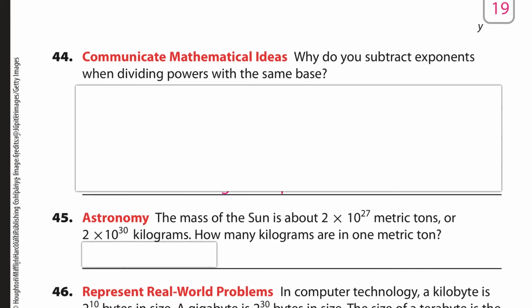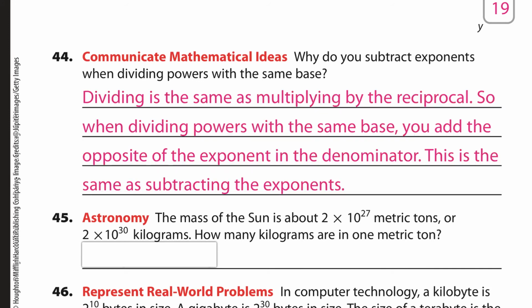Why do you subtract exponents when dividing powers with the same base? Well, this is why. It's the same as multiplying by the reciprocal, so when dividing powers with the same base, you add the opposite of the exponent in the denominator. This is the same as subtracting the exponents.